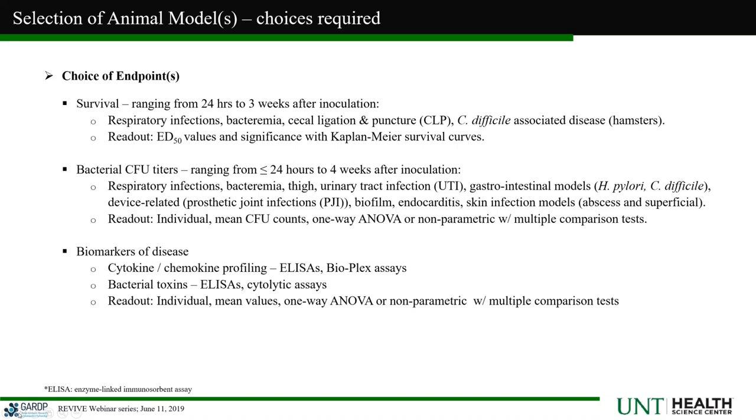Surrogate markers like biomarkers, you could look at cytokine response. You could look at bacterial toxin production or reduction in bacterial toxin production. You look at these values and again, do the same type of statistics. So the readout is sometimes dependent on the model, but if you're looking for some type of measure of efficacy, there are several available.